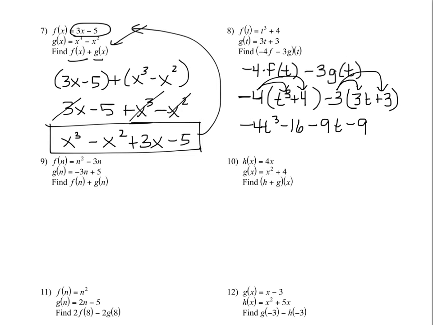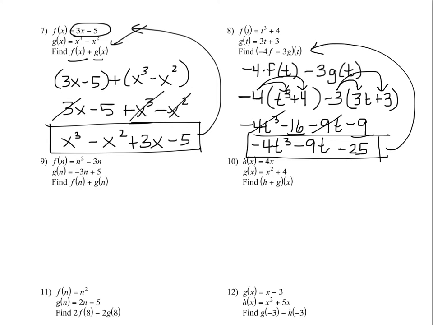And collect like terms, you go in descending order: negative 4t cubed, minus 9t, because that one comes next. And then we have a minus 16 minus 9, so it's going to be negative 25. And there's your answer for that one. And that's what that would equal.